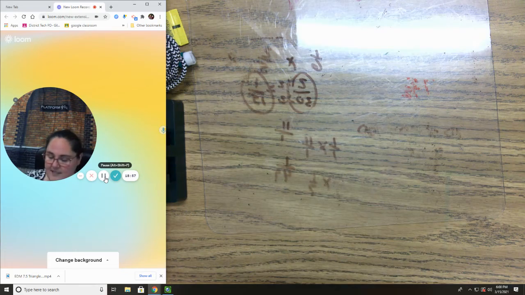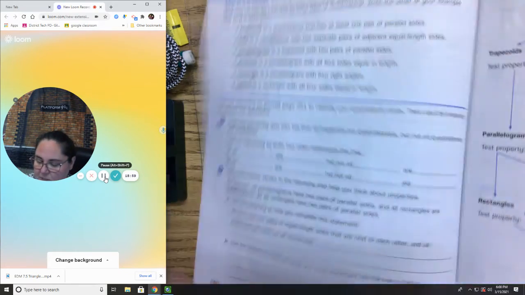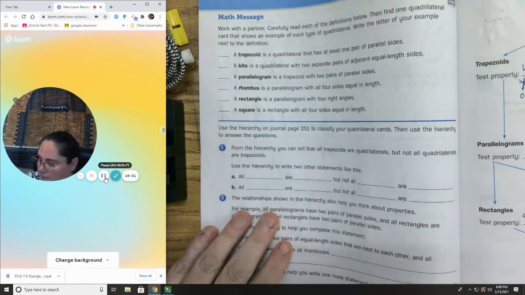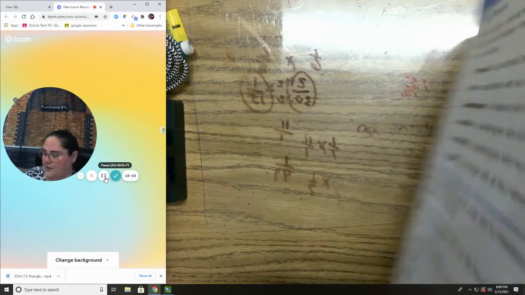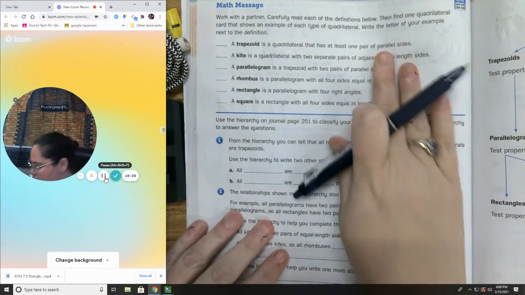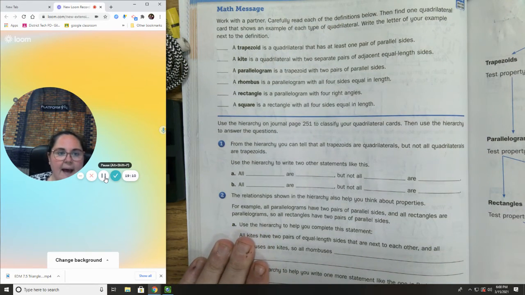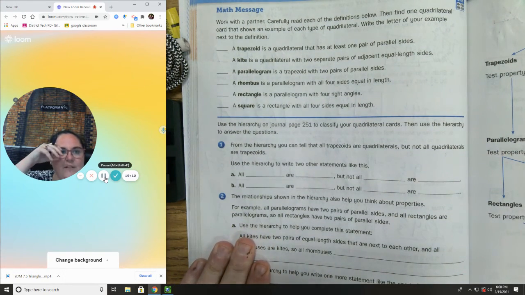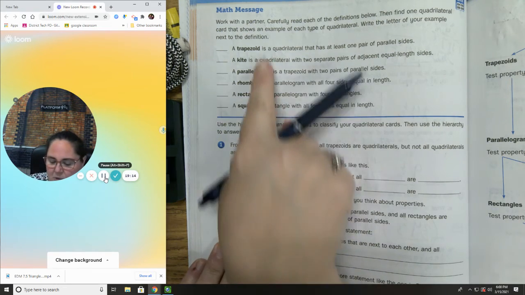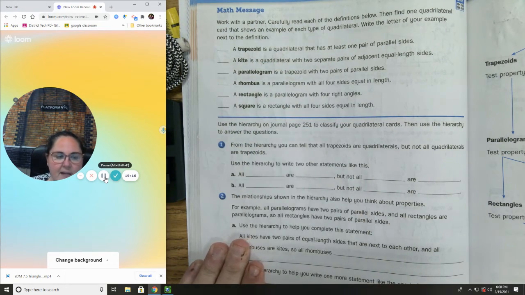I know this video is getting a little bit long, but I want to make sure we have a chance to get through this. So, our math message is one that we were going to go through a little bit during our Zoom today. Make sure you are ready to do this. We're going to see if we can find at least one quadrilateral card that can work with these. We are going to do this together, okay?